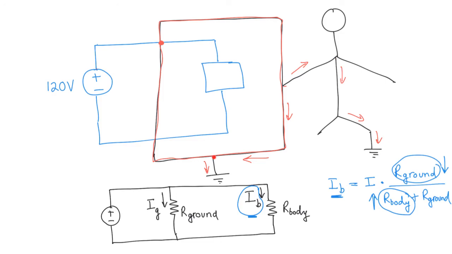But let's say this ground is not properly connected or it is not there, which means that your R ground is infinite. Then all the current is going to go through the human body and that person has a chance of getting a shock. So there's one way in which current division can literally save your life.